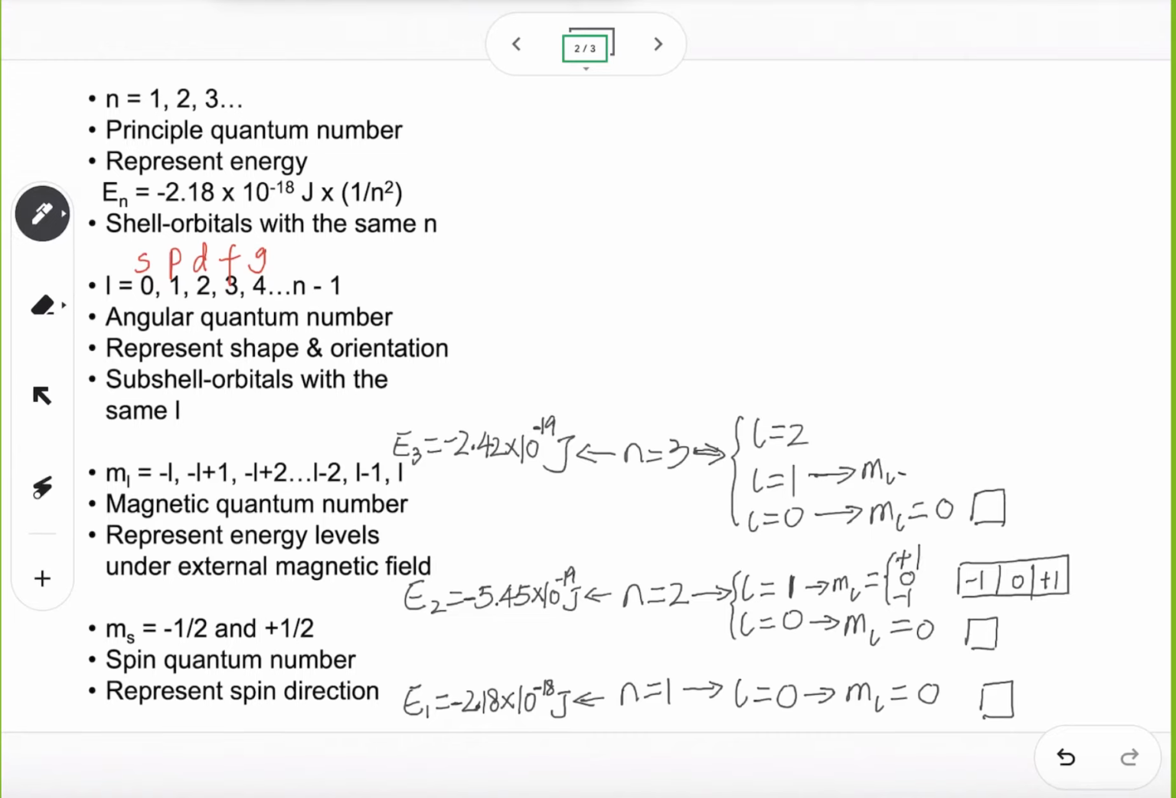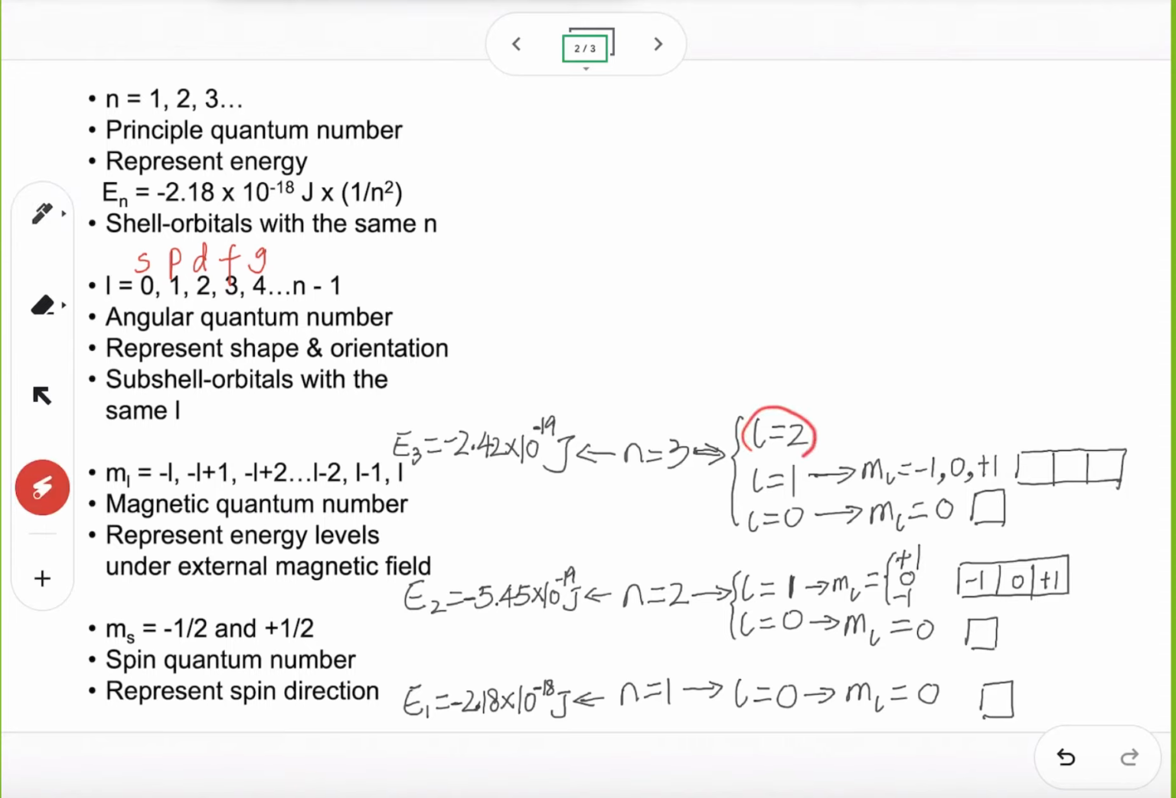ML could be -1, 0, +1. Again, 3 atomic orbitals will be defined. Okay. Now, for L equals to 2, you got to be careful, okay, because it's getting more and more complicated.